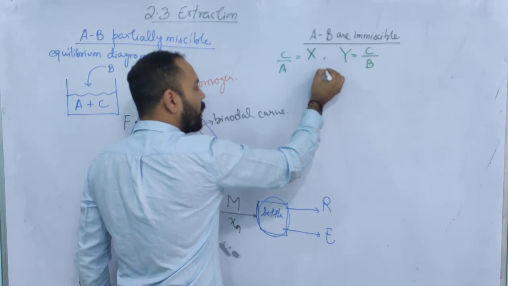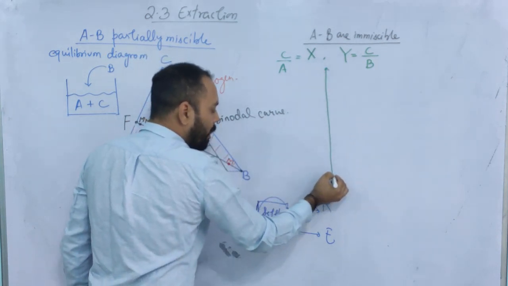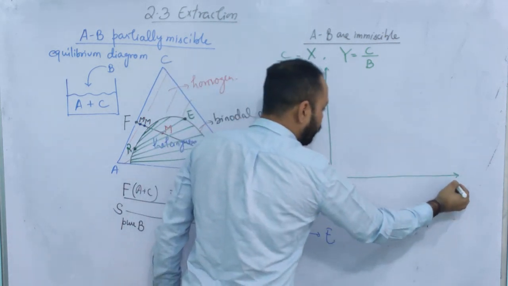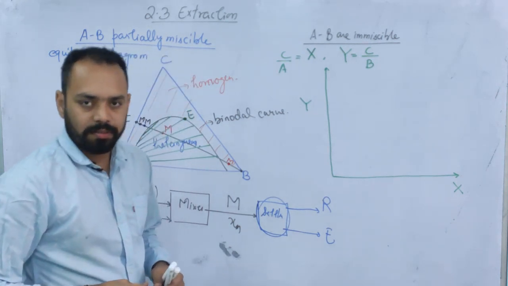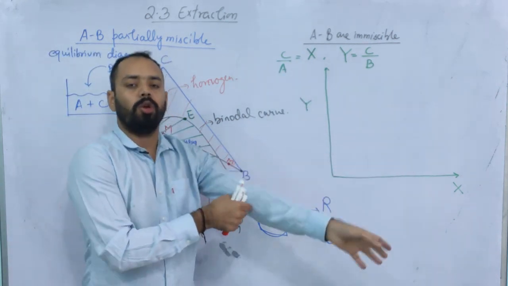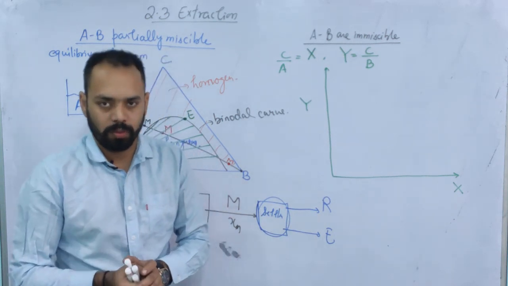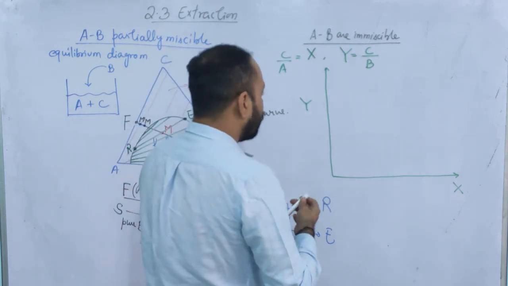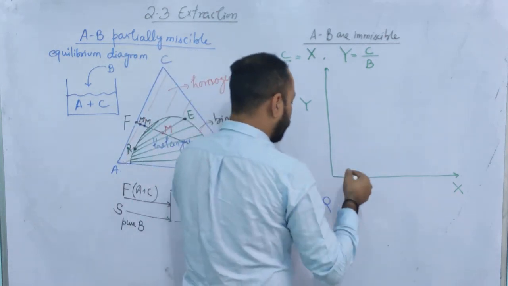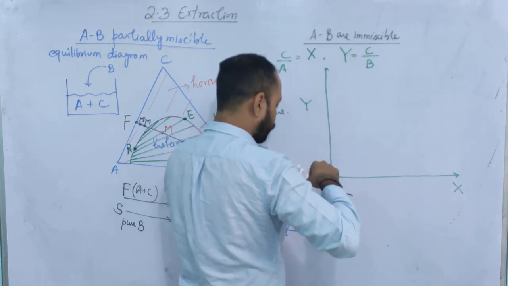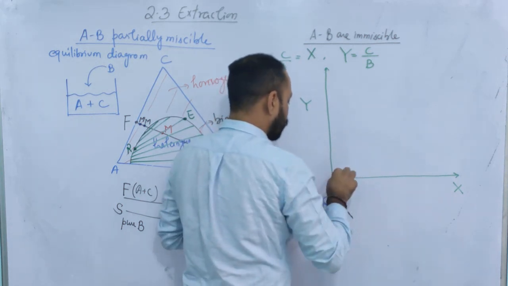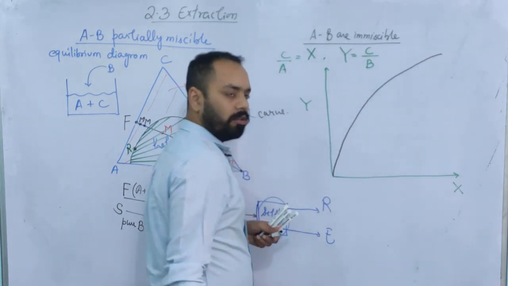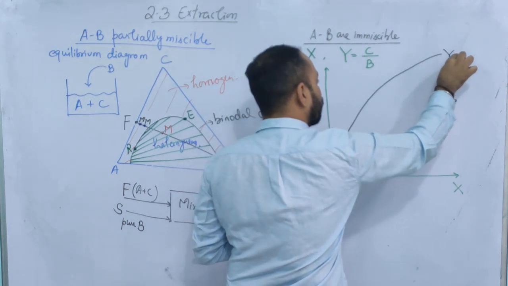And in this case, the triangular diagram is not used. In fact, your calculations become simpler and we use the Y-X diagram. You can call it rectangular axis, you can call it capital XY axis, you can call it solute-free axis. It's up to you. I have explained the meaning of solute-free concentrations. Now in this case, the equilibrium curve is something like this. This is your equilibrium curve. It may be some relation like y is equal to phi x.